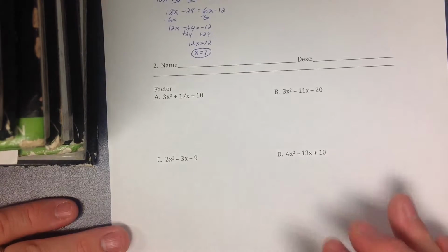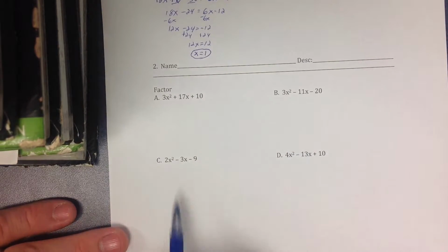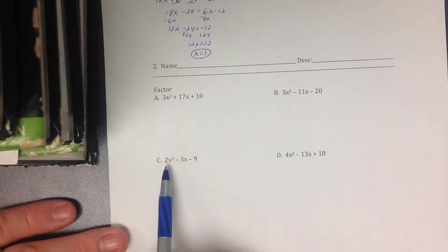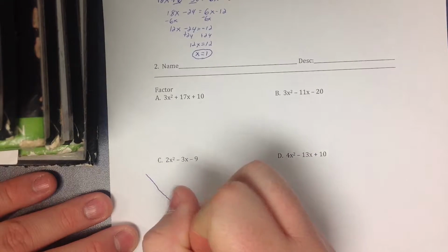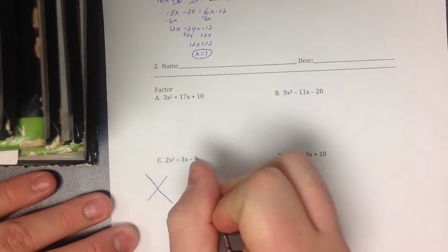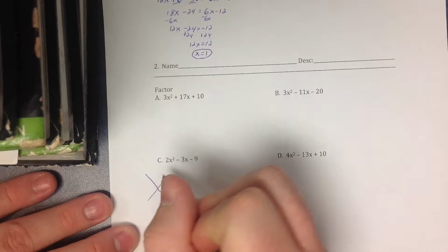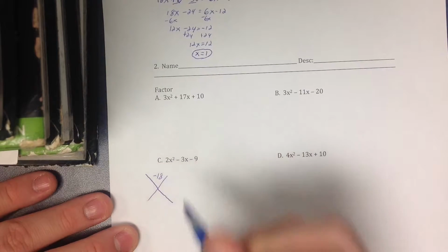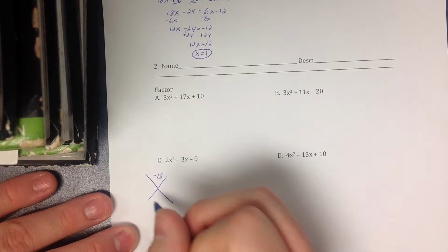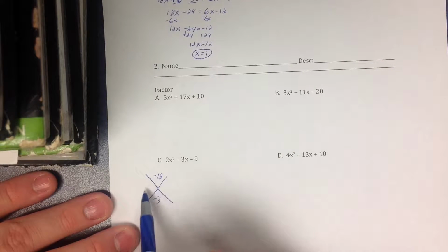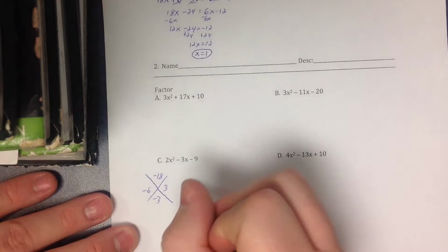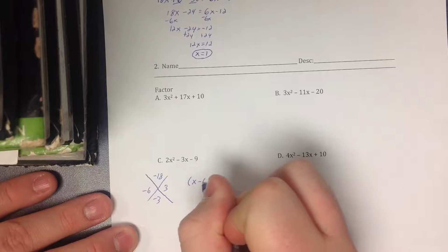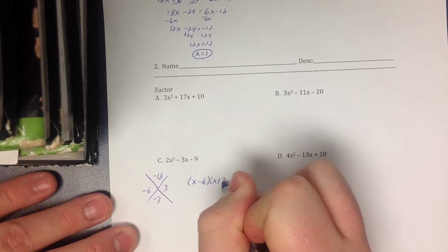Okay, on the second part, we're factoring trinomials where we actually have a value in front of the x squared. So we make our diamond, and again we have a times c on top. So 2 times negative 9 is negative 18, and then we have b on the bottom, which is negative 3. Then we find two numbers that multiply to get the top and add to get the bottom, which would be negative 6 and 3. So that allows us to go to x minus 6 and x plus 3.